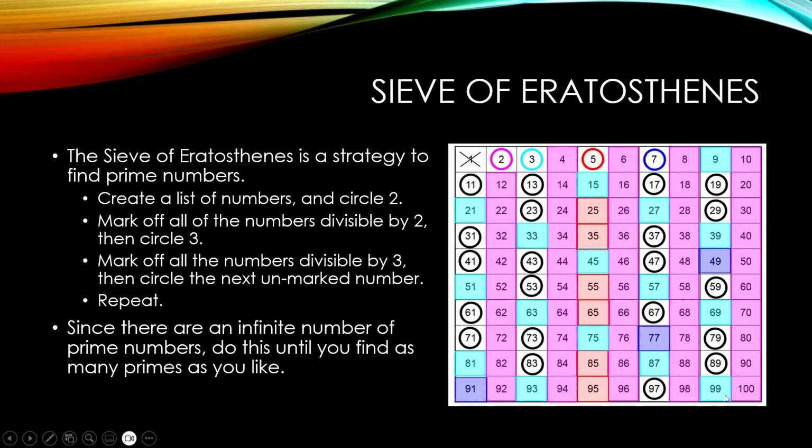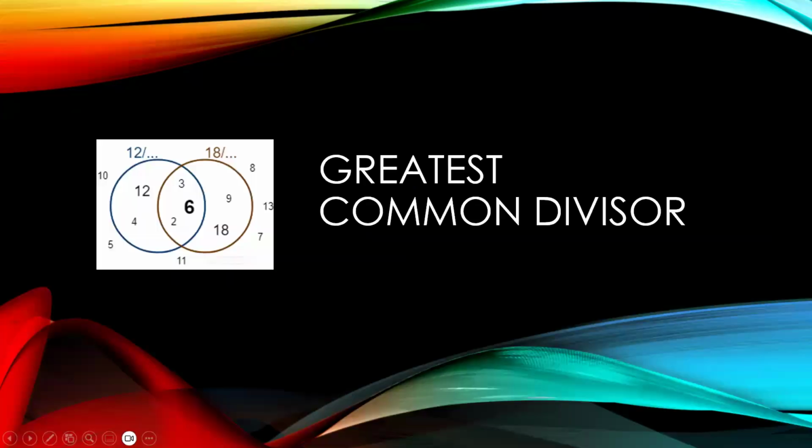The next value would be 121, which means that every other number on here, which has not been marked off yet, is also a prime number. And so this is a strategy for finding all of the prime numbers up to a certain point. Since there's an infinite number of prime numbers, do this until you find as many primes as you like, but then don't waste a second more on it, because you could spend a lot of time doing this and there will always be more prime numbers.